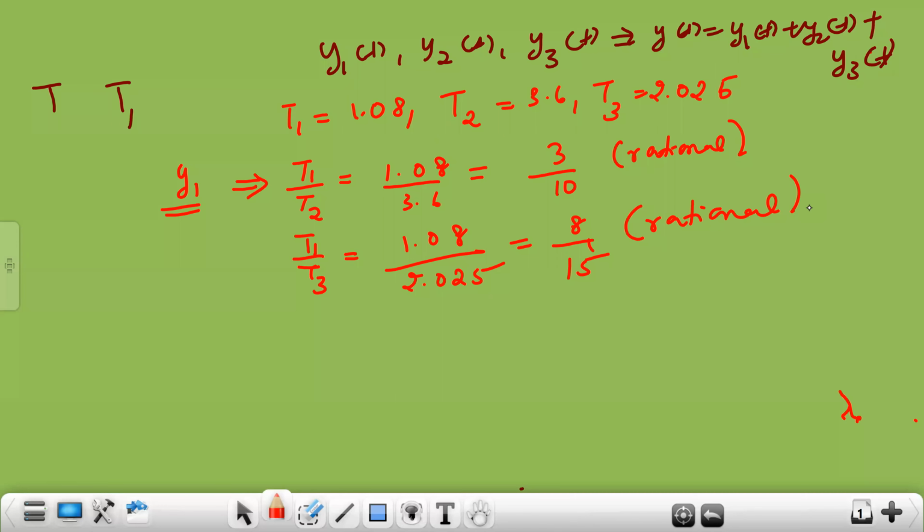Now we are going to find the fundamental time period. For this, first we are going to find the GCD of the numerators. Here the numerators are 3 and 8. Is there any number which is a common divisor of 3 and 8? 3 and 8 do not have any common divisor. So we can say that the greatest common divisor of 3 and 8 will be 1. Is it clear till this?